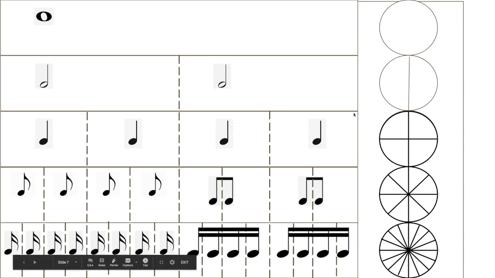Okay, so you can see how these notes got their name based on the relationship they have with one another, right? Our whole note, half note, quarter note, eighth note, 16th note. 4 beats, 2 beats, 1 beat, a half of a beat, a fourth of a beat. It takes 4 of them to make 1.